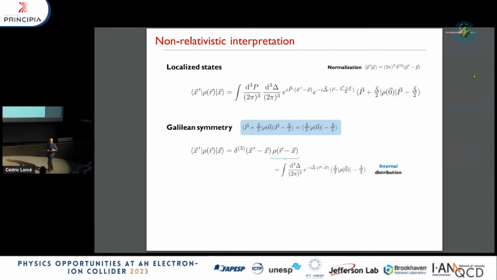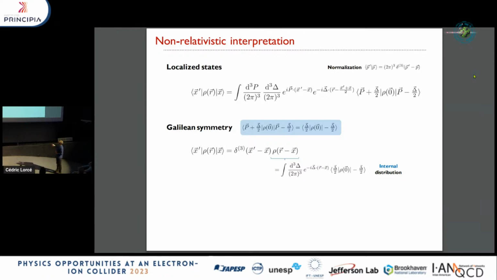If you're in a non-relativistic theory, you have a Galilean symmetry, and Galilean symmetry ensures that if you look at the matrix element in momentum space for your density operator, it doesn't depend on the average momentum of the nucleon. That's really a key feature. And thanks to this symmetry, you can perform the integration over the average 3-momentum. So you just have an exponential here that gives you a delta function. You get a transition that is diagonal in position space, and then the rest, which is just a Fourier transform with respect to the 3-momentum transfer, is what we call the internal distribution.